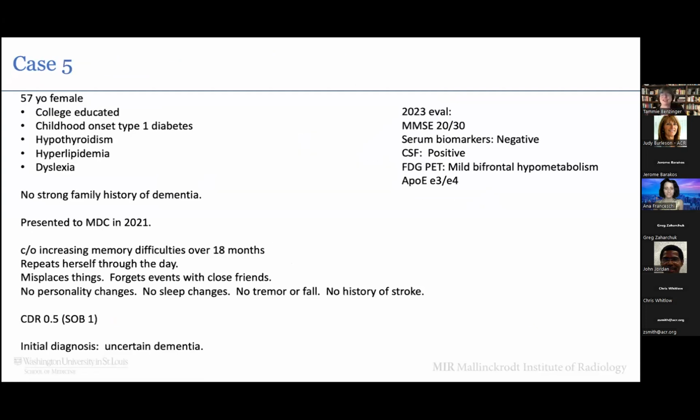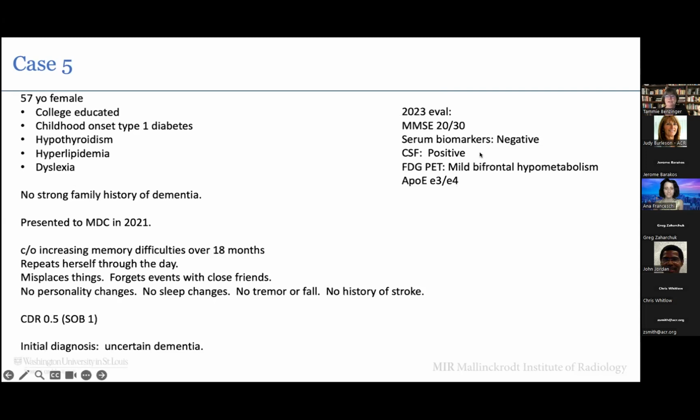Okay, I'm going to try to show you a couple more very quickly. This is case 5. This was a patient with early onset Alzheimer's disease, only 57 years old, but she had an 18-month history of memory complaints and was forgetting events with her close friends.